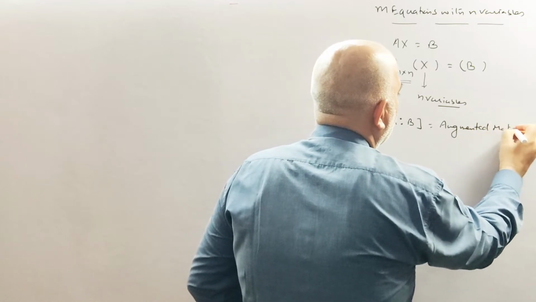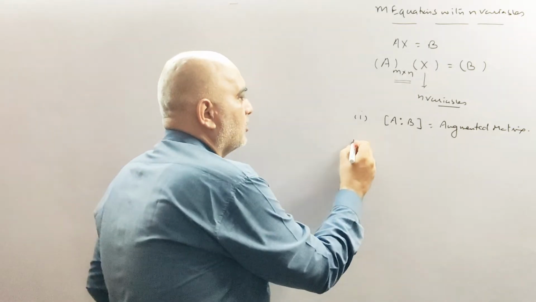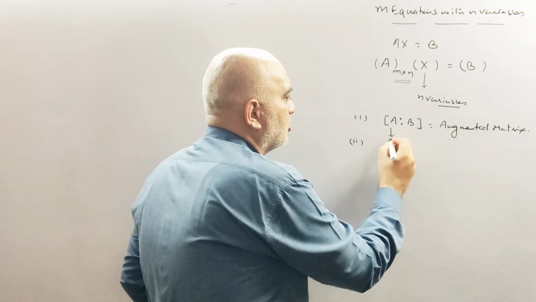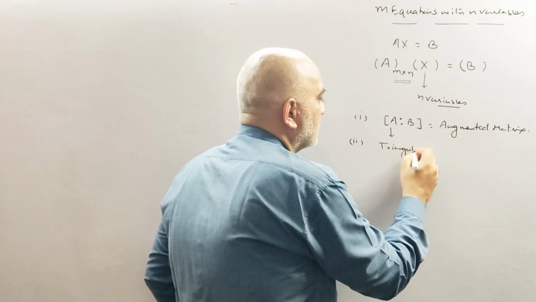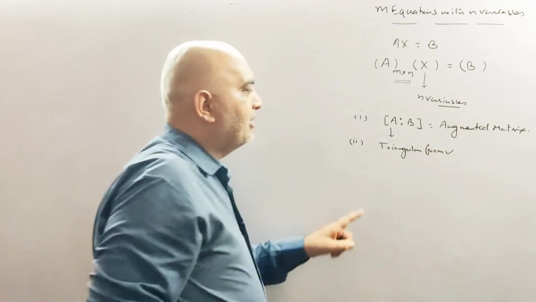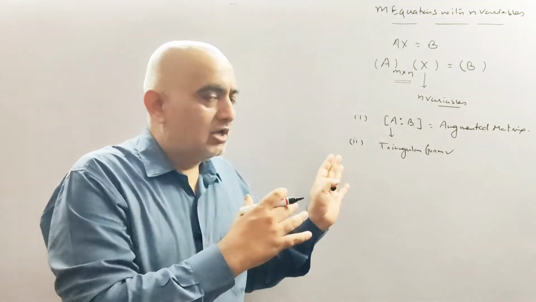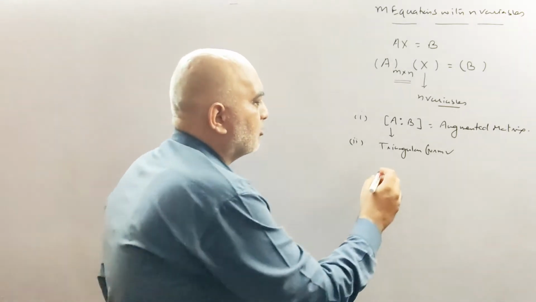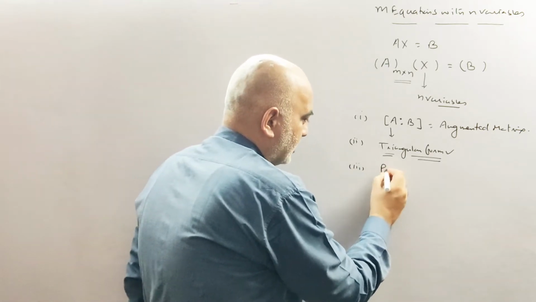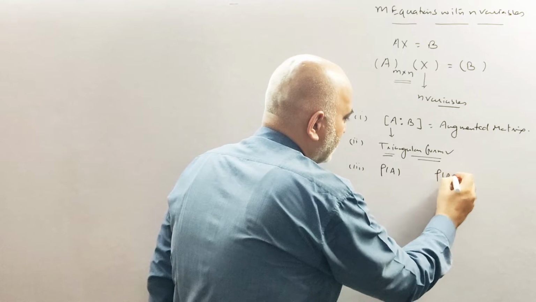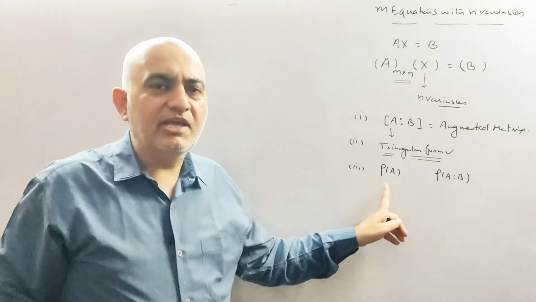Augmented matrix. What is the role of this matrix in this solution? First of all, we convert the given matrix into triangular form. In the second step, we have to convert this matrix into the triangular form, basically the upper triangular form, right? Whenever you convert this into the upper triangular form, then we have to check what is the rank of A and what is the rank of A : B. Means, what is the rank of this augmented matrix and what is the rank of A.